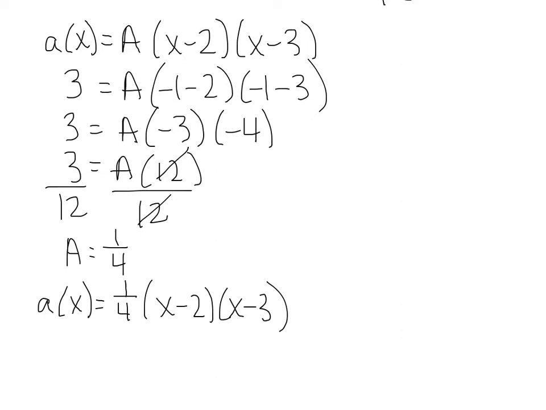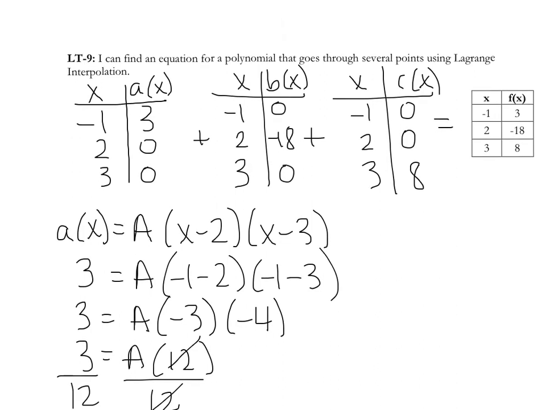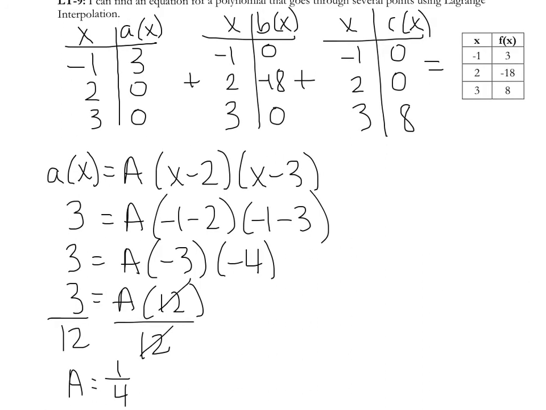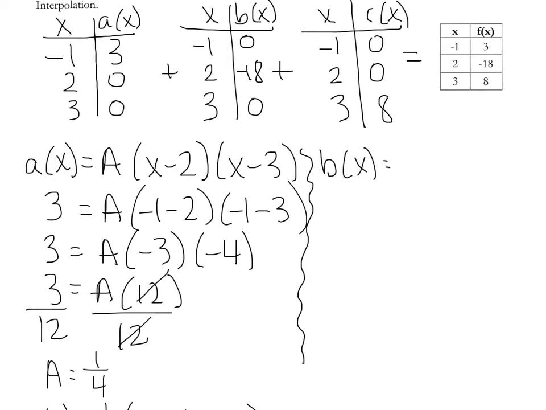So now what we've done is we've found a polynomial that fits our very first table up here. Next, we need to find a polynomial that fits our second table, our b of x table. Let's do that off to the side here. So let's see. We can see that -1 is an x-intercept of b of x. That means that x plus 1 has to be a factor.